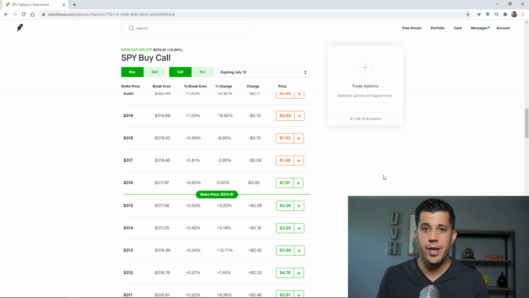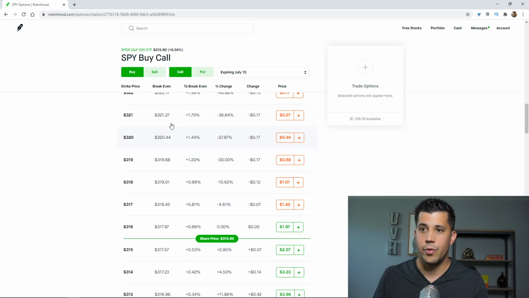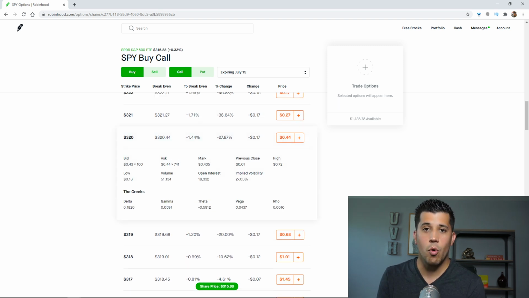Now, Robinhood does its best to keep it simple and hide things from you in terms of what the option pricing or the strike price is actually doing. But let's say I just click on the 320 call. There is some more information here, and I don't know why they hide it. It's super important. I know people get used to the way it looks, but the main thing I want to talk about today is delta.